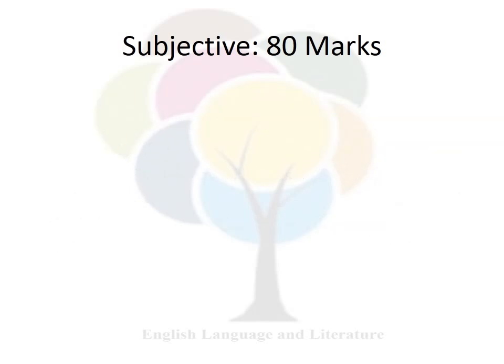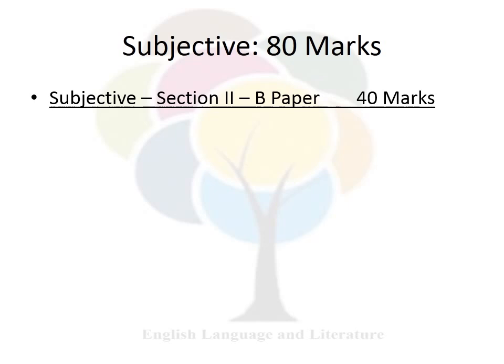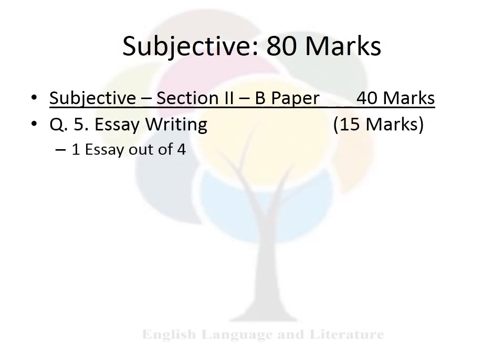Now let us turn to section 2. Section 2 also carries the weightage of 40 marks. Question number 5 is about essay writing. You are given 4 topics and you are to write on only one topic. The length of essay should be about 350 words for 15 marks.